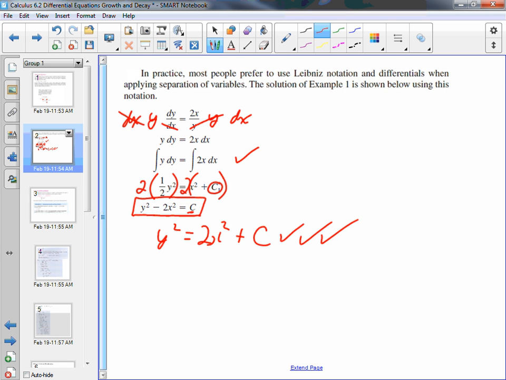Just throw it on the right. Put it on the right. All right.